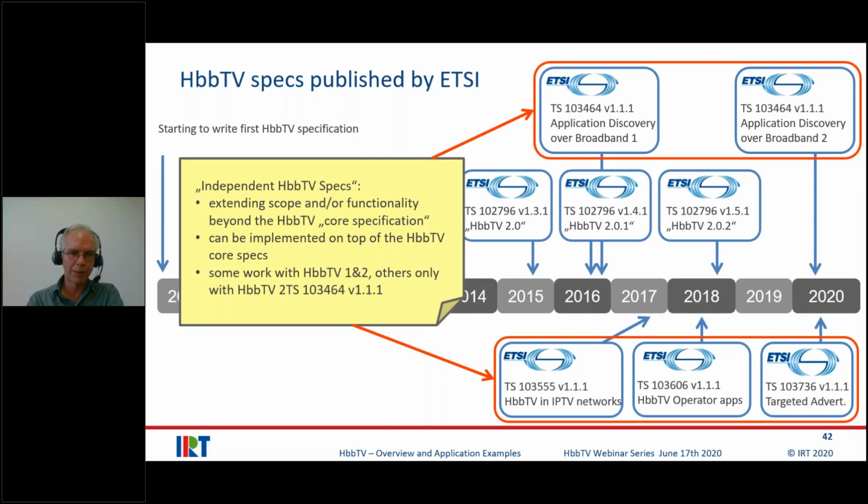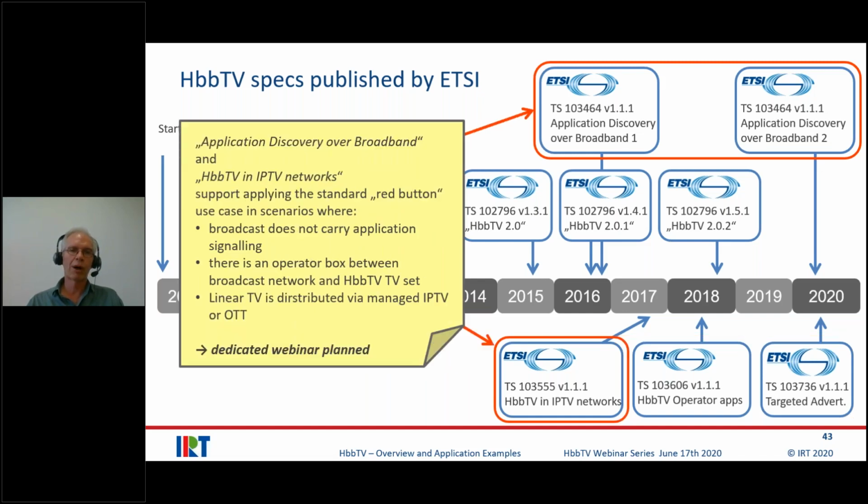But beyond the core specification, and this is what you're seeing here, are independent HbbTV specifications. They're called independent because they are not directly depending on a specific HbbTV 2 version. Some of them can even be implemented on top of HbbTV 1. Others are designed to be implemented on top of HbbTV 2. And as you can see here, the HbbTV Association has produced up to now 5 of these specifications, which are already available at ETSI.